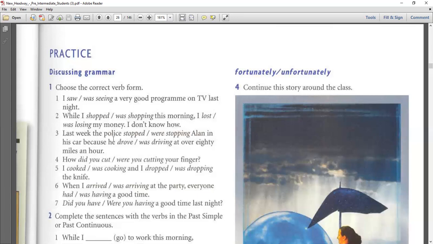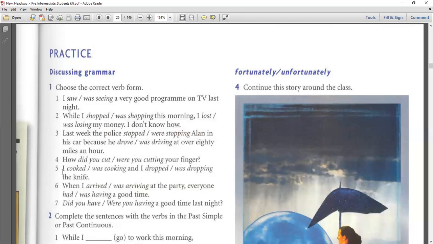Last week, the police stopped Alan in his car because he was driving at over 80 miles an hour. Last week, the police stopped, okay, Alan in his car because he was driving at over 80 miles an hour. Also, we have number 4. How did you cut, or how were you cutting your finger? We have to say, how did you cut your finger?